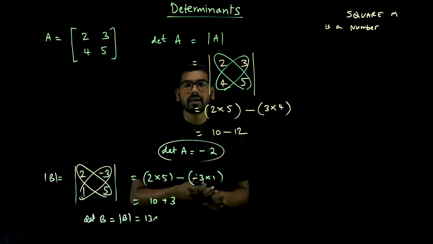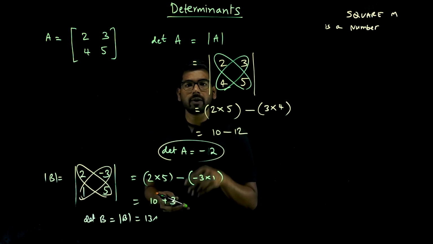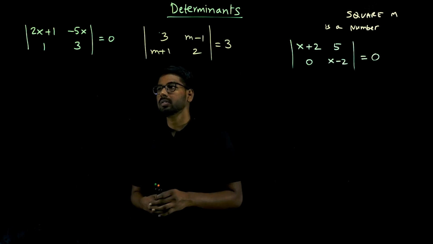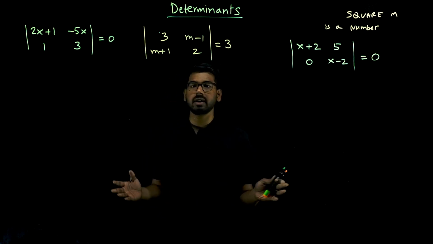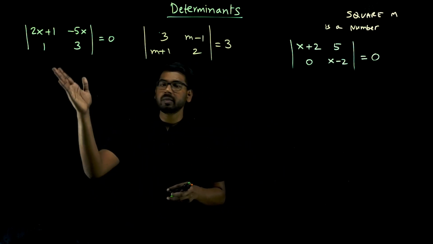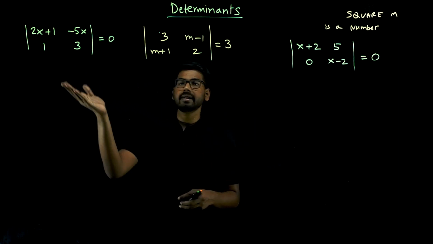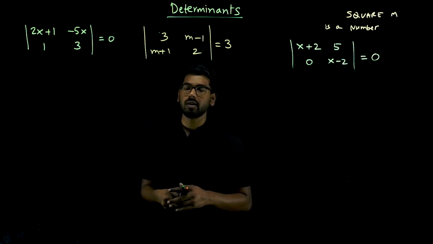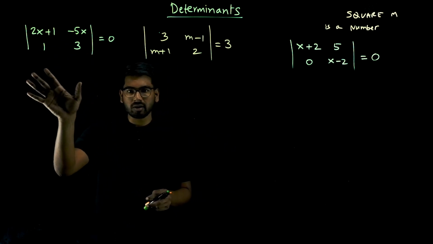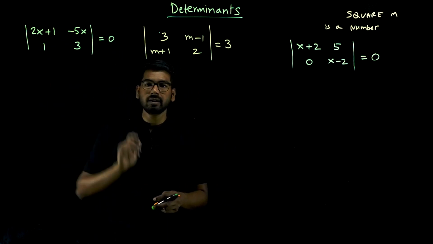So let's solve some examination questions on 2 by 2 matrices, previous year questions. In each question they ask: determinant is equal to 0, determinant equal to 3, determinant equal to 0. Find x, find m, find x. So we need to equate the determinant to 0 and find the value of x.